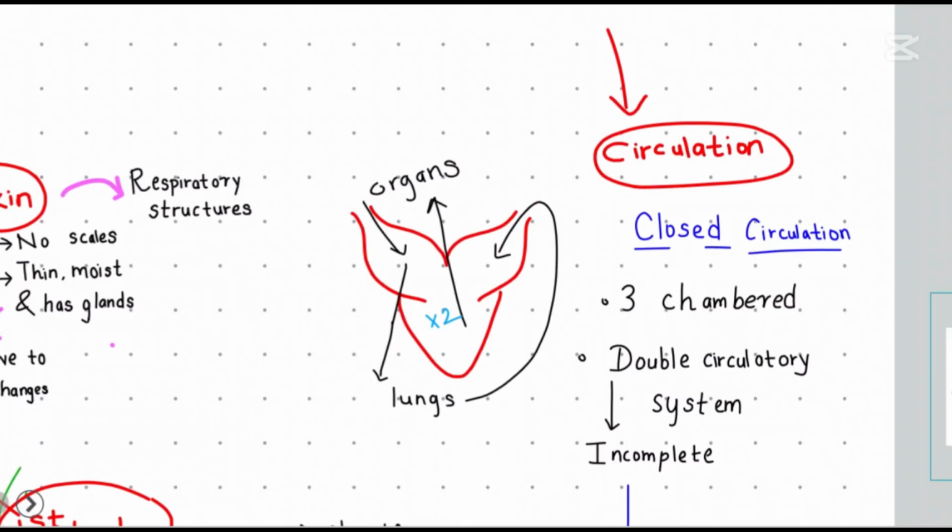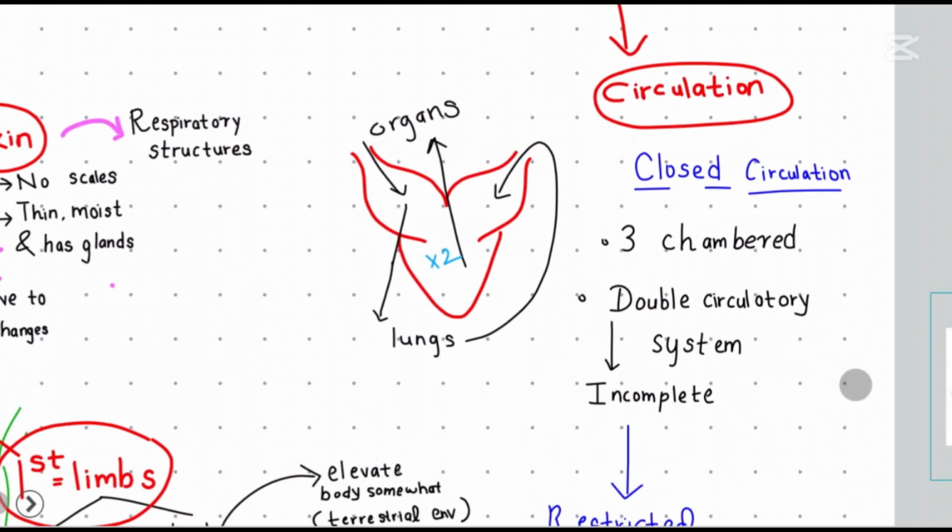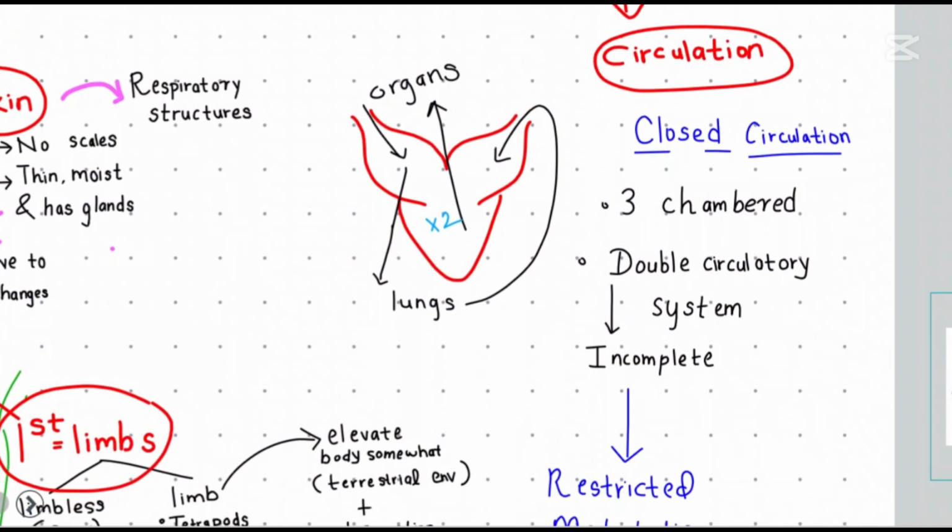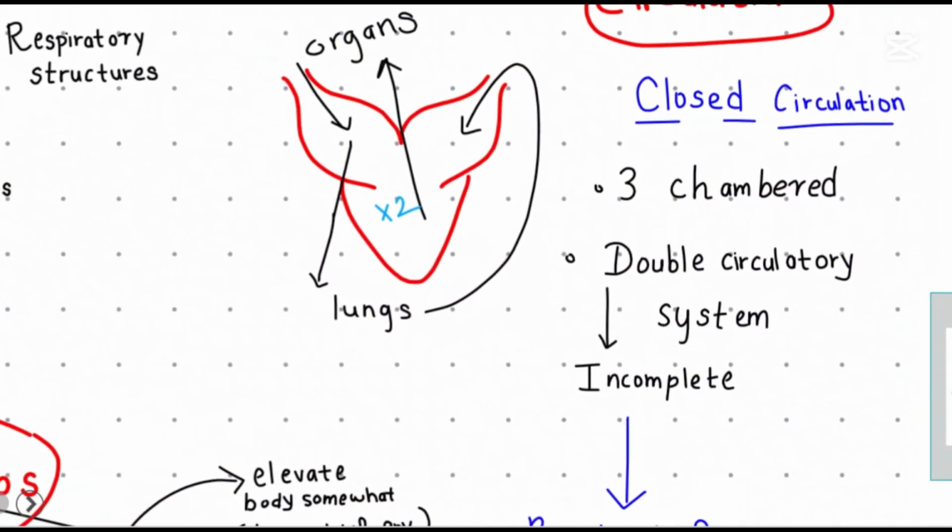Then you have circulation. We know they have closed circulation, which means the blood is restricted into vessels and is being circulated. They have three chambers, which is why you call it an incomplete circulatory system, but they have double circulation. Now, let me explain what is double circulation. From the organs, there is deoxygenated blood. When that oxygen-poor blood comes to the atria, here they have only two atria and one ventricle. That's why it's three chambered.